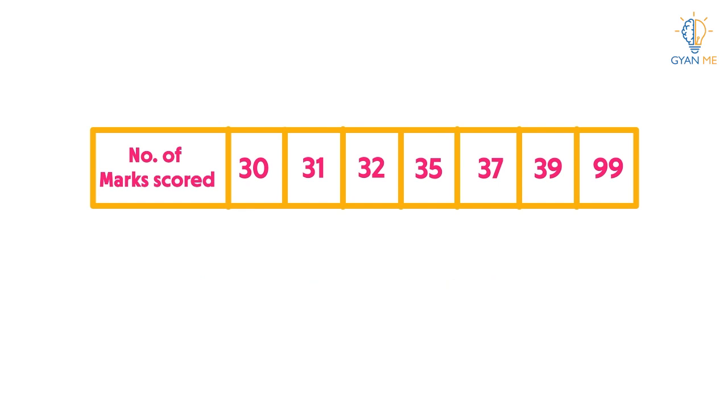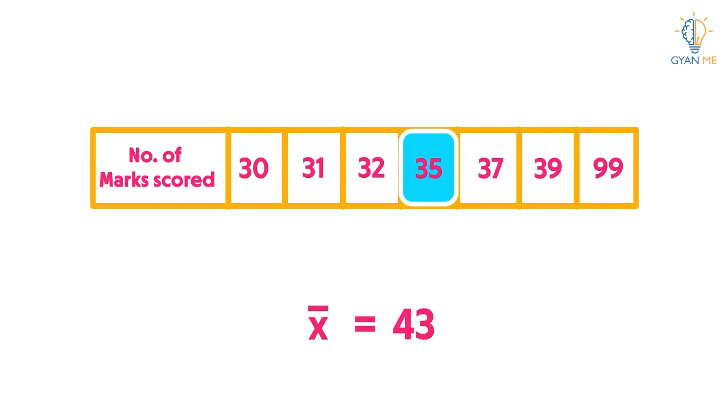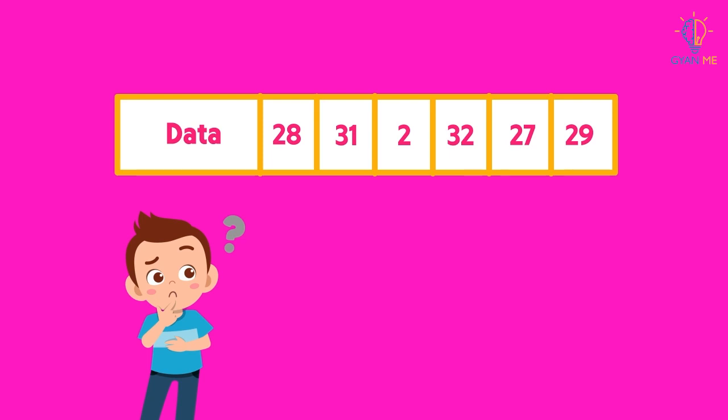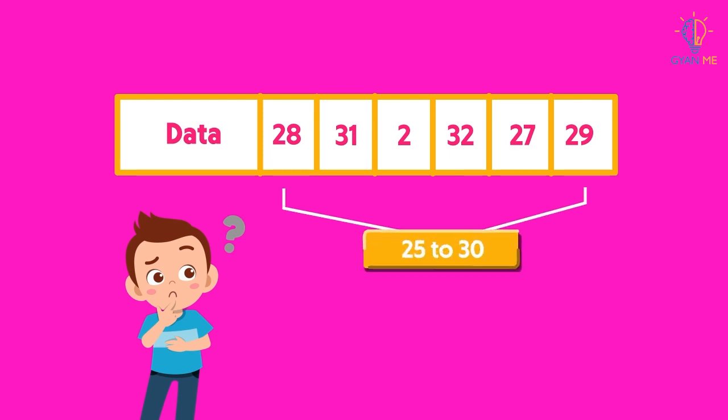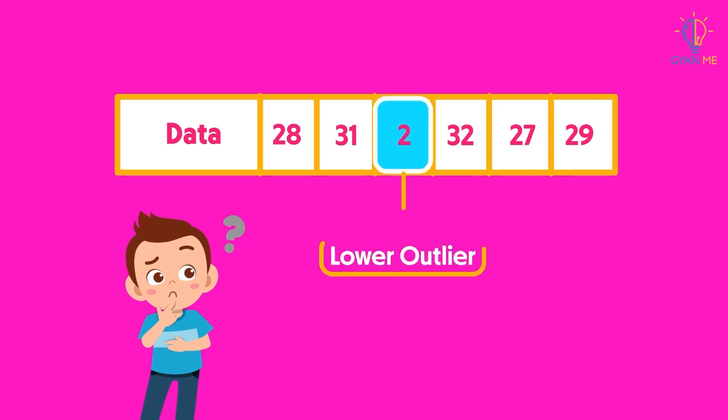So here we see that 35 is a much more accurate way to represent this data rather than mean, which was 43. Now what if data has a lower outlier? For example, observe this data. It has values ranging around 25 to 30. But there is only one value, which is a lower outlier, 2.